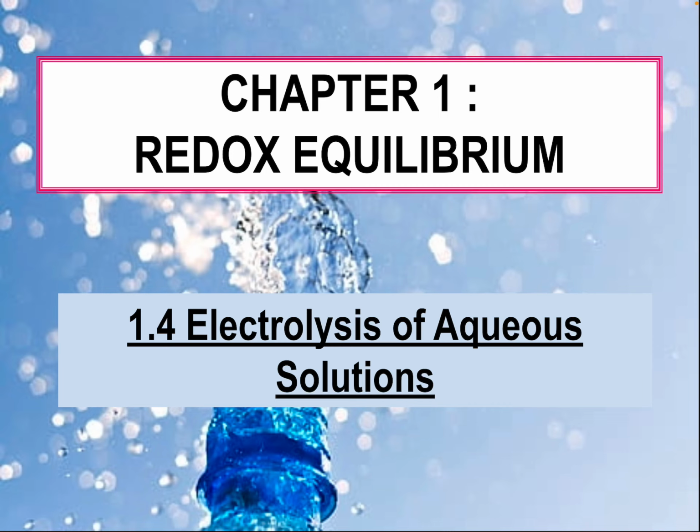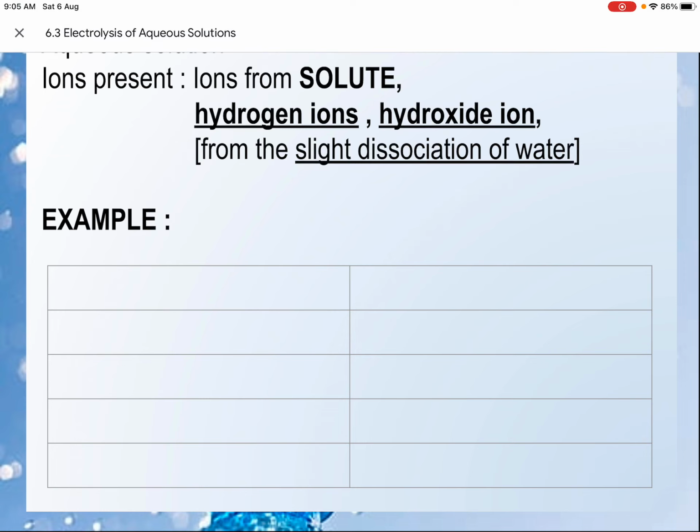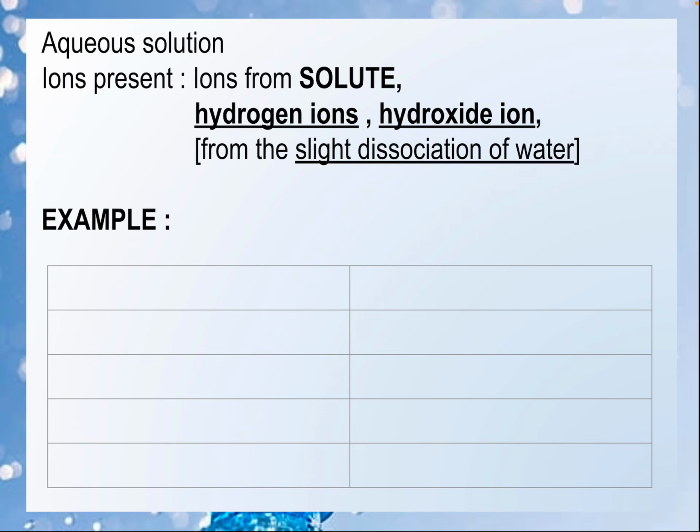First of all, kita kena tahu, we have to know what is the difference between electrolysis of molten compound and aqueous solution. Okay, so aqueous solutions, the ions presence adalah satu daripada solute. Contohnya kalau kita gunakan copper sulfate solutions, the ions presence akan ada copper ions and sulfate ions. Tapi sebab wujudnya solutions tu, so there are presence of water.